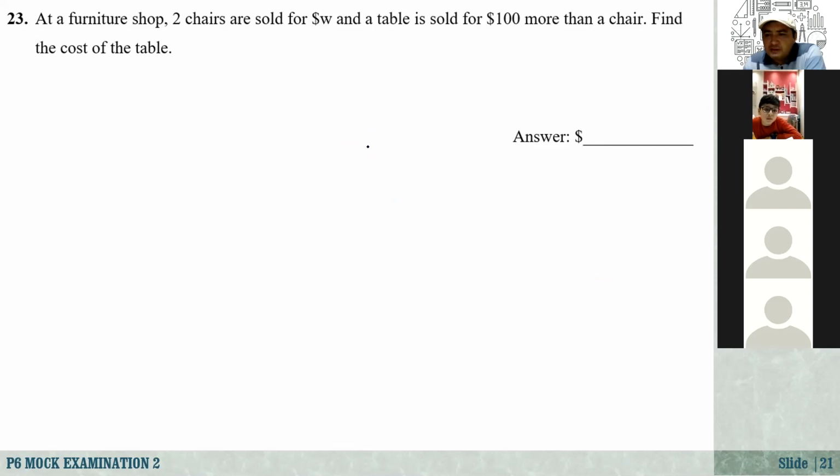Ismail Jabbarlı, can you read question 23? At a furniture shop, 2 chairs are sold for $W, and the table is sold for $100 more than a chair. Find the cost of the table. Okay. Did you understand, Ismail? Did you understand the question? Yes. Okay. What do you think? What is the answer?